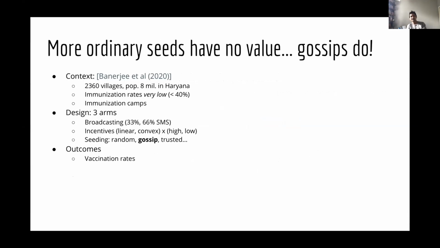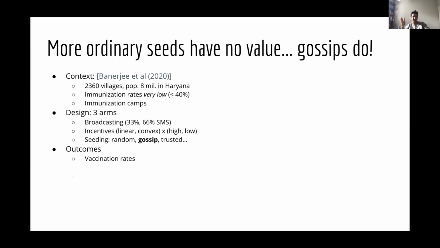So we went to 2,000 odd villages where immunization rates are really low, under 40%. And there are immunization camps that come to town once every X periods. And the goal is to get people to go there to get shots for their kids. This is a super important application.